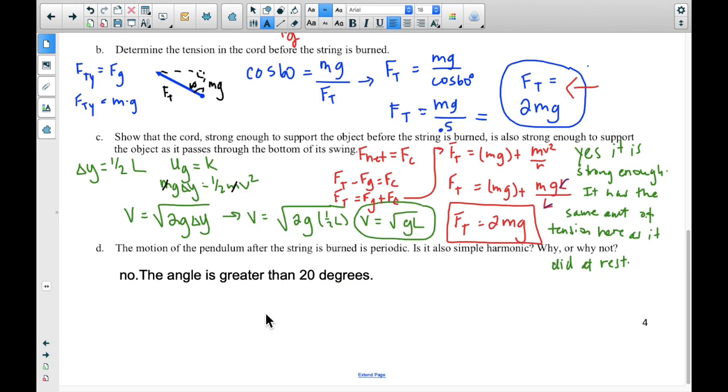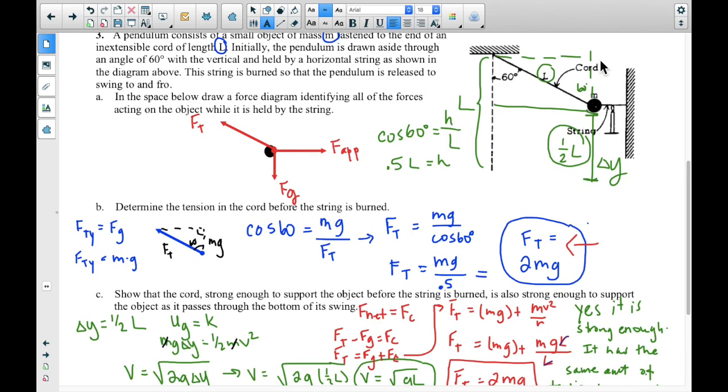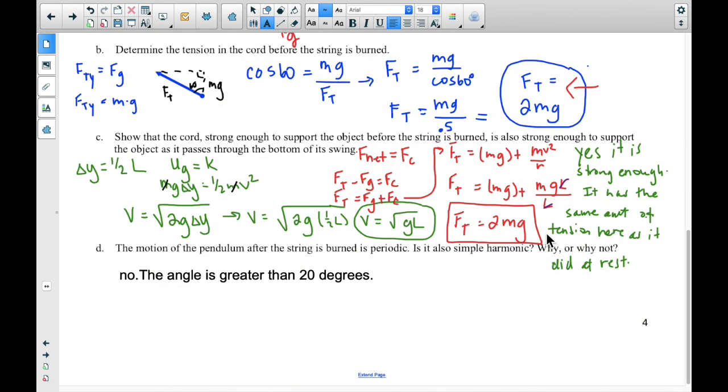Okay, the last question: the motion of the pendulum after the string is burned is periodic. Is it also simple harmonic? Why or why not? The answer is no, because the angle is greater than 20 degrees. So if you look here, you can see it's raised up at an angle of 60 degrees. That will go back and forth, true, but it will not be simple harmonic motion because it is greater than 20 degrees. We didn't really get into why in this class, but it is true that it has to be 20 degrees or less in order for it to be simple harmonic motion.